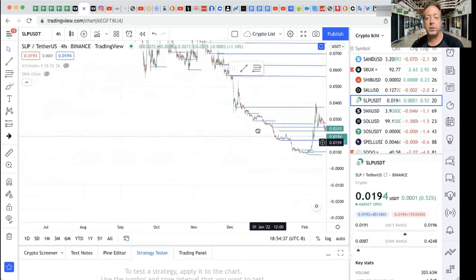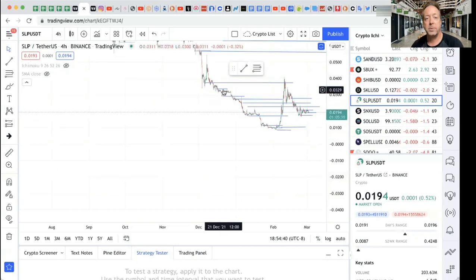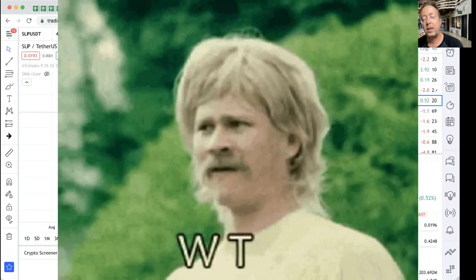I'm going to share some more with you in just a second. So it broke this base and came back up. It broke there and came back up over here. It broke that little one and it came back up. So you guys get the gist, right?